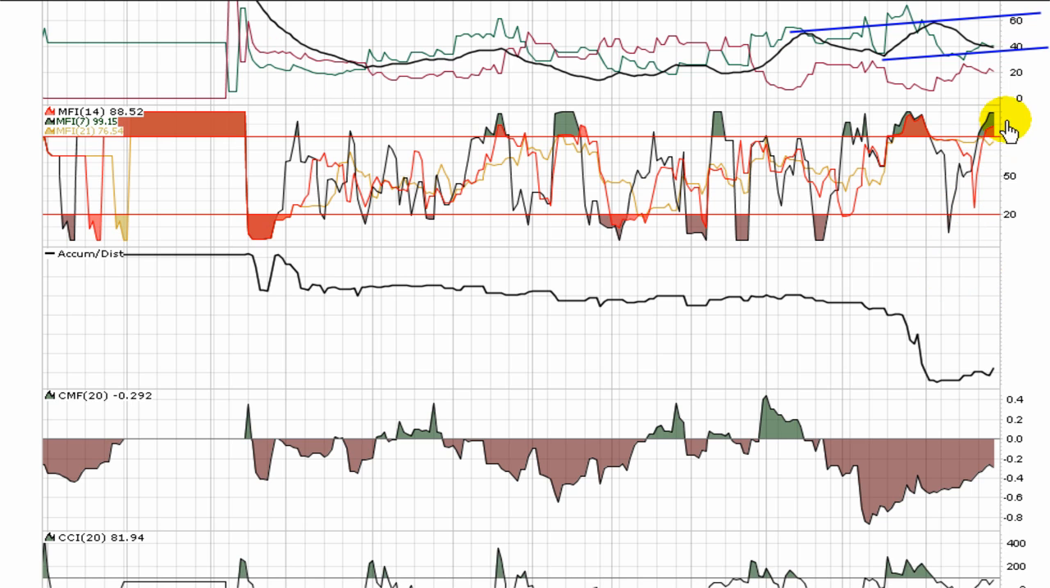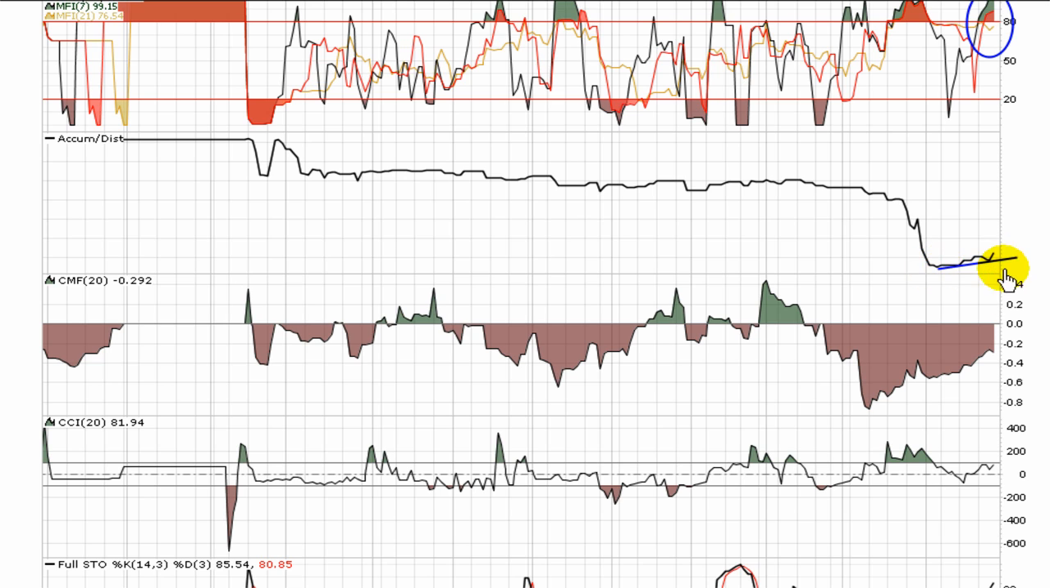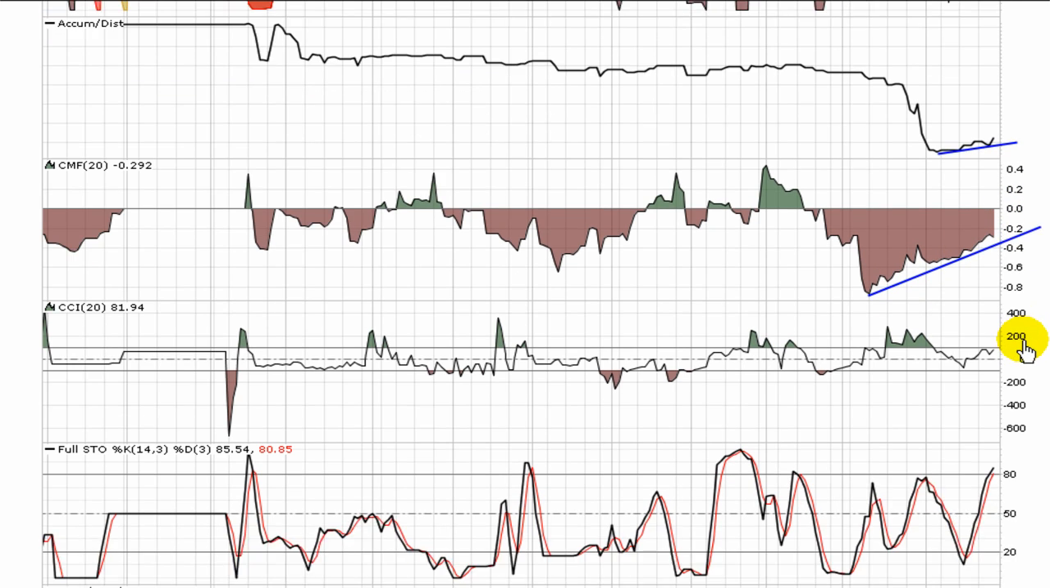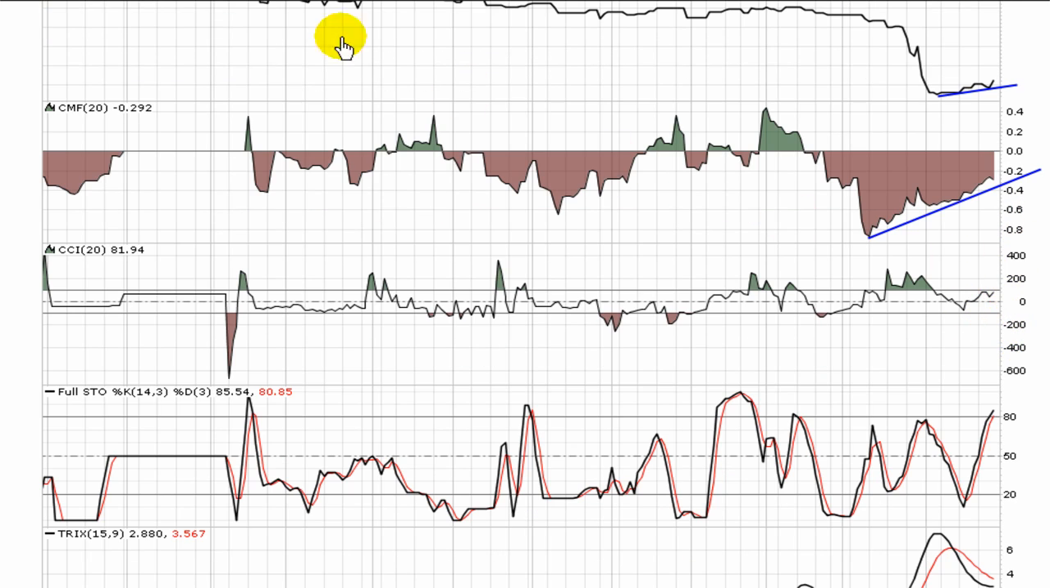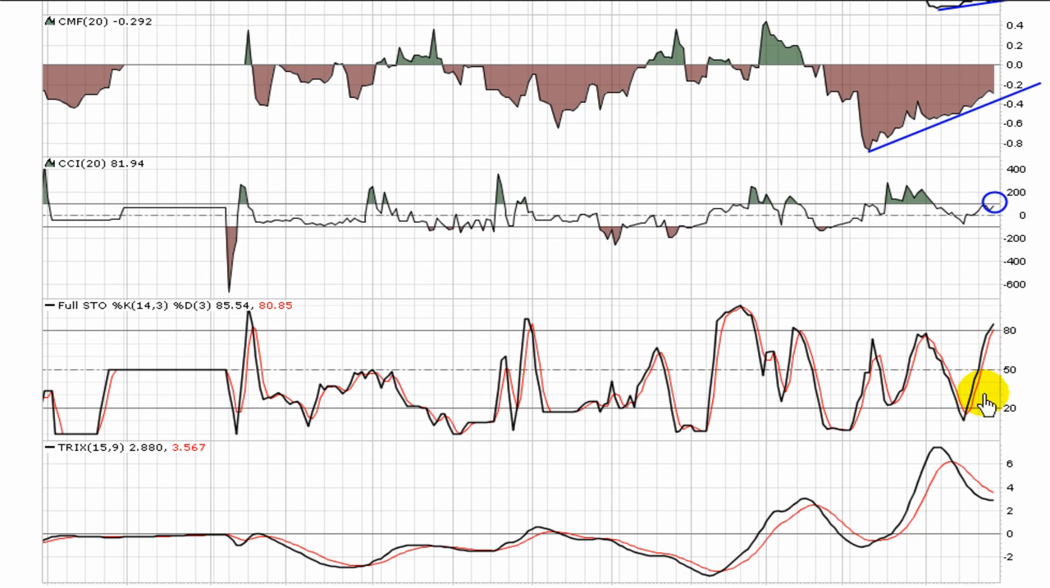MFI's sharp move, well over top of 50. Accumulation distribution looks like it's trying to find a bottom, moving upward. Chaikin money flow, which is based upon the accumulation distribution, shows a very similar thing. There must have been some selling pressure that came in, and now it's subsiding as buying pressure is outweighing selling pressure. It's moving back towards zero. CCI, by definition, for followers of that indicator, the buy point is the breakthrough of 100. There's an upward trend leading towards that, registering at 81.94. It's getting pretty close to that buy signal.